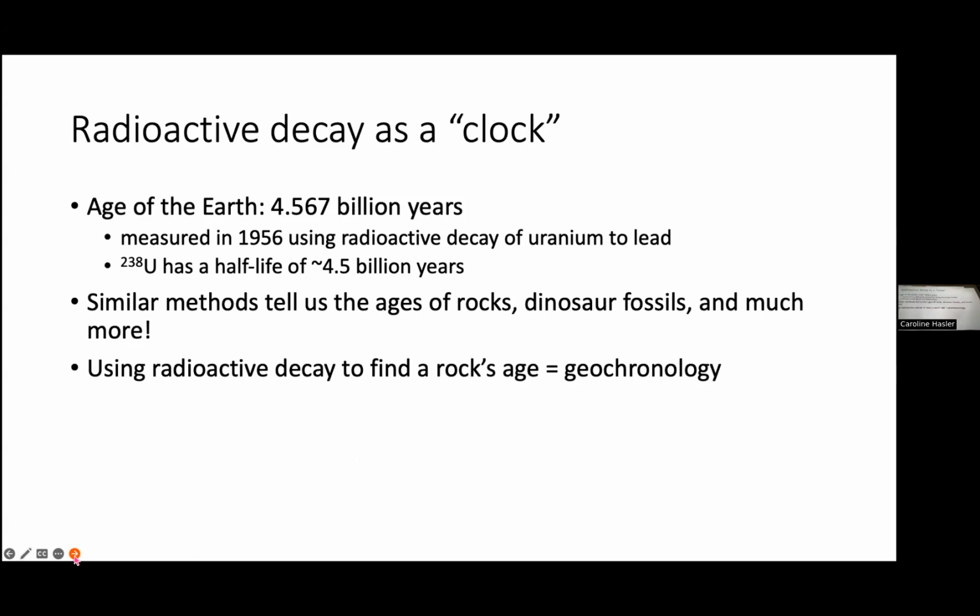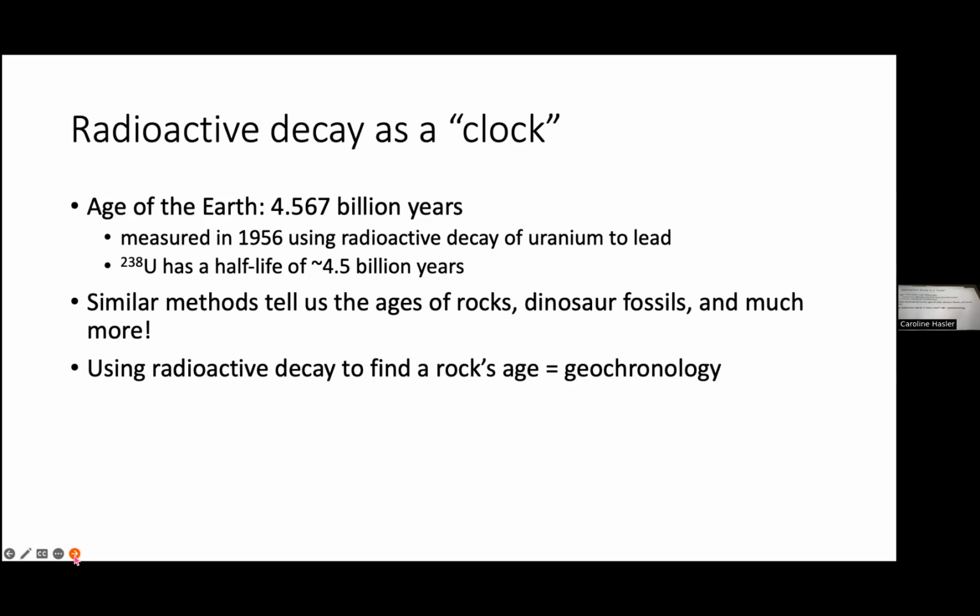So the age of the Earth, these 4.567 billion years, were measured in 1956 using the radioactive decay of uranium to lead. Uranium-238, like in our example with the hourglass we just looked at, has a half-life of about 4.5 billion years. So we can use this uranium decay to lead as a clock. We can also use all these other systems I mentioned earlier to tell us the ages of things like rocks, dinosaur fossils, other fossils, and basically any other object that you can dig up out of the ground that has some kind of radioactive material in it.